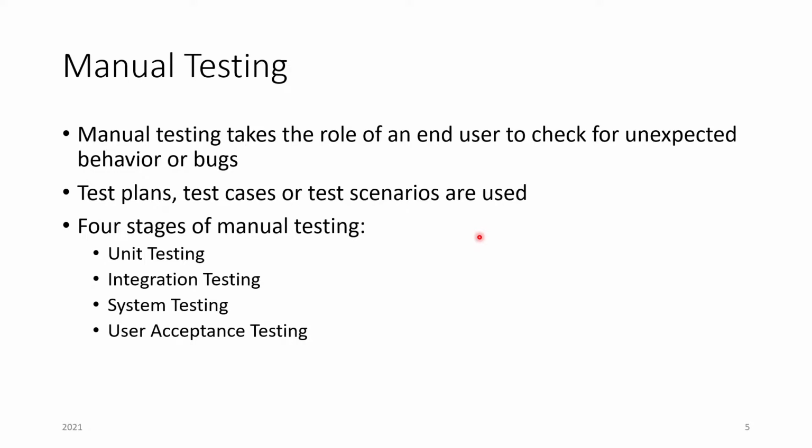There are 4 stages for manual testing, which we refer to as unit testing, integration, system, and user acceptance testing. Unit testing is like the most basic of functions that you may have. Integration testing would be where your functions would be interacting with one another. System testing is if you're testing the program as a whole altogether.